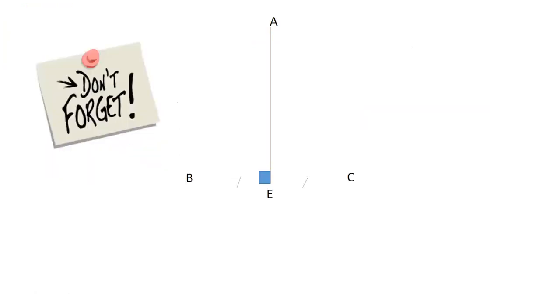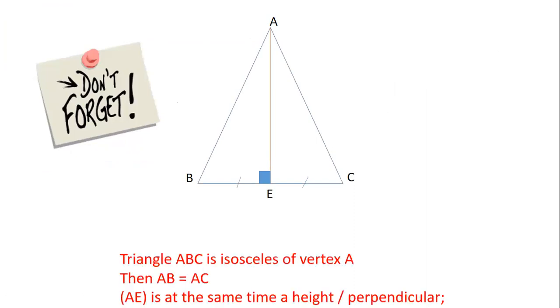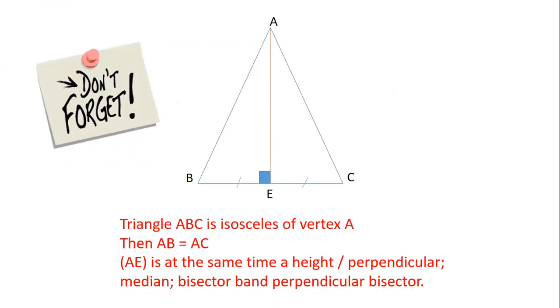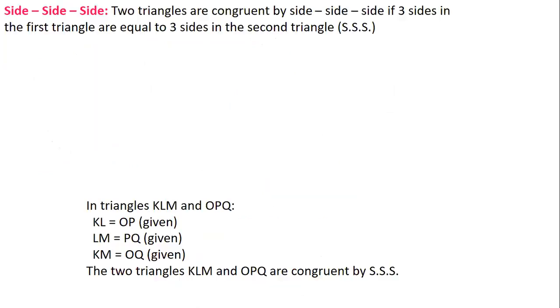Don't forget something very important I told you about before. Suppose I have an isosceles triangle ABC. If I draw AE, what does AE represent in triangle ABC? AE is at the same time a height, or a perpendicular. It's a median, it's a bisector, and it's also a perpendicular bisector.